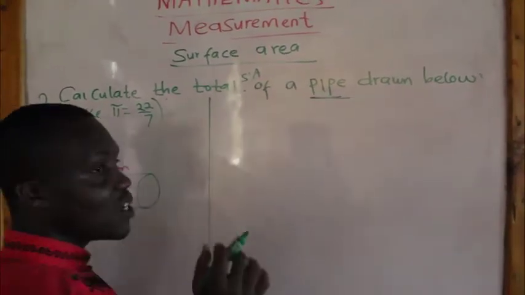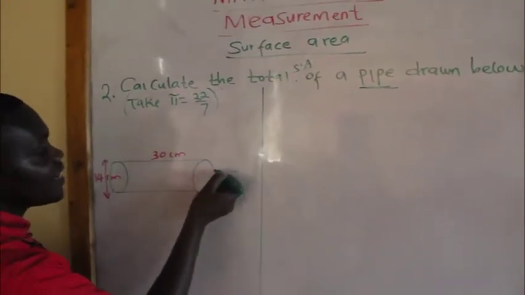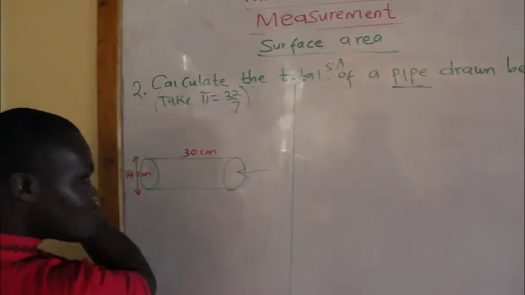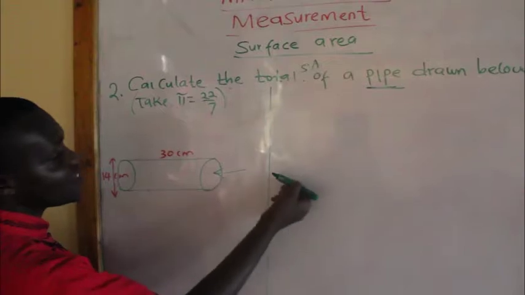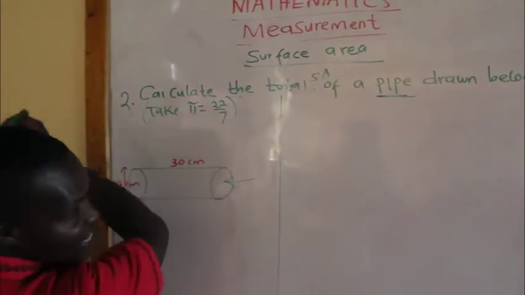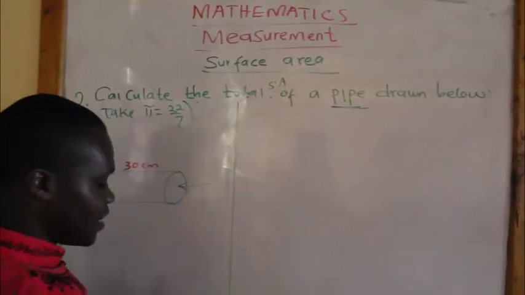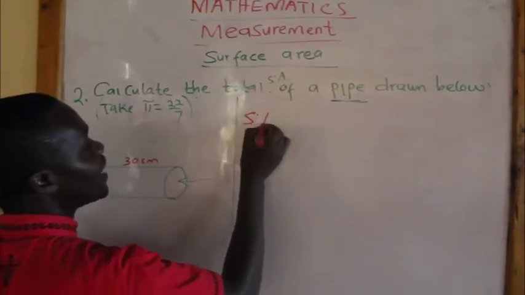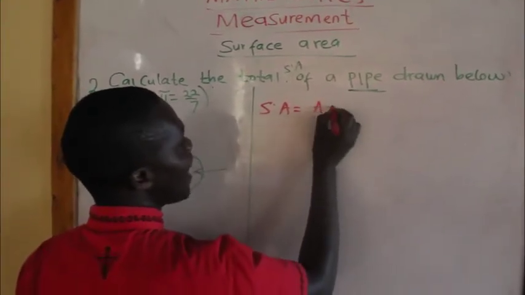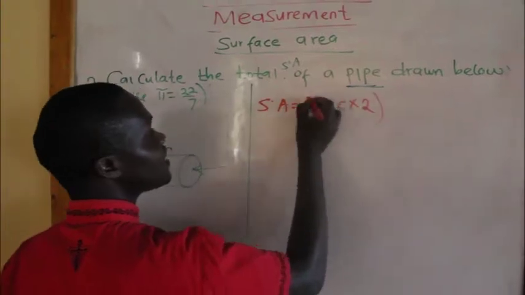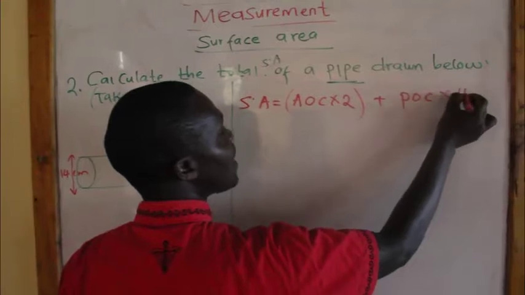Because a pipe, when you look at it, is open and hollow. It is open from this side to the other end. So a pipe has no cross section, because there is a hole running through to the other side. Let us just obey our formula and write it down. Now that it has become a song, surface area is equal to the area of the cross section times 2 plus perimeter of the cross section times height.